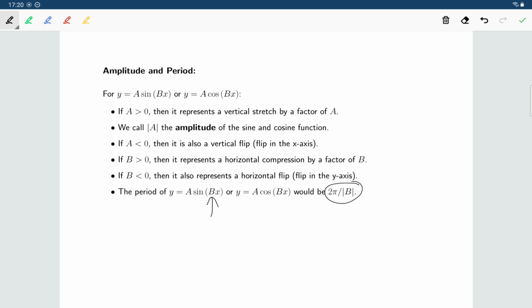The reason that we're using absolute values for both of these: amplitude is a measurement of size or distance, so we really do want it to always be a positive number. Even if you had something like y = -2 sin(x), you would still say that the amplitude is positive 2. Same thing with period. Period is a length or a distance. It's how long it takes horizontally before the function repeats itself. So not a surprise there. We're also using absolute values.